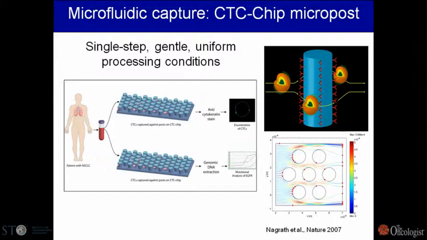On the other hand, if you're too good an engineer, your shear stress is so low that the cells actually never come into contact with the pillars. So because of that, there's actually a staggering of the distance. Every 3 posts, there's a staggering of distance to cause just enough turbulent flow to enhance the collisions with the chip. So again, a lot of thought went into this, but a lot of challenges as well.